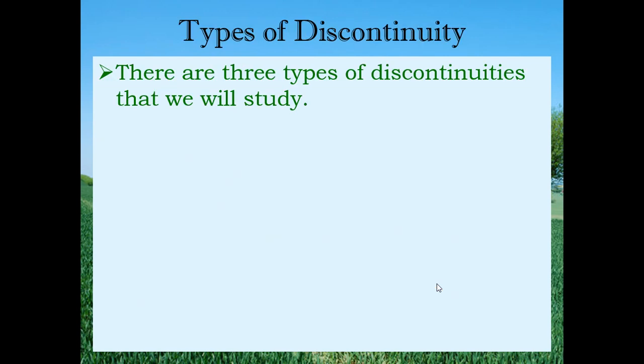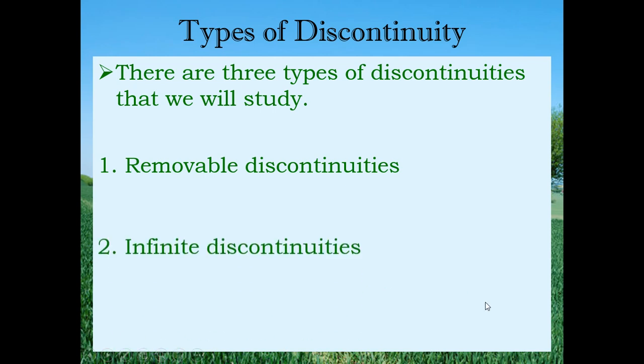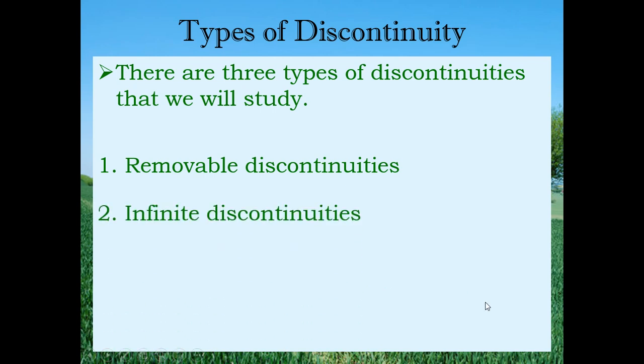All right. Now, mathematicians like to classify discontinuities with three different terms: removable discontinuities, infinite discontinuities, and jump discontinuities. And we'll take a look at what each one of these means.